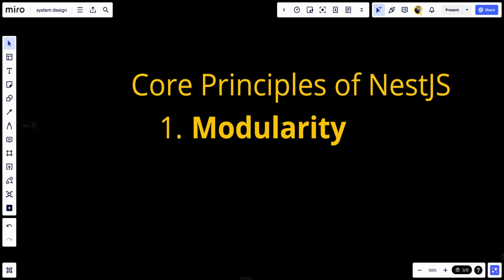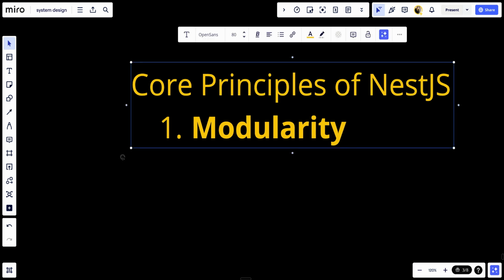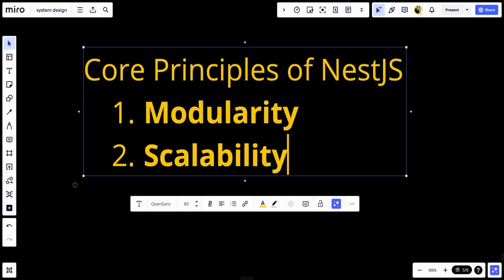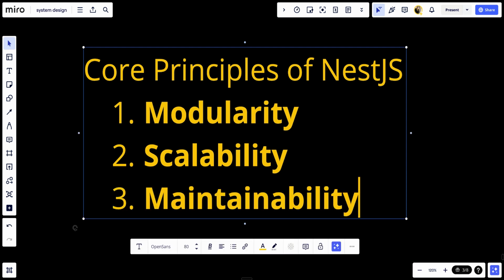The second thing that we talk about, which is a big point in my opinion, is scalability. By leveraging TypeScript and its modular structure, a NestJS application can be easily scaled and maintained. Also, another thing that I want to talk about is maintainability. The framework encourages writing clean and maintainable code. Its structure helps in organizing code logically and makes it more reliable and easier to maintain.